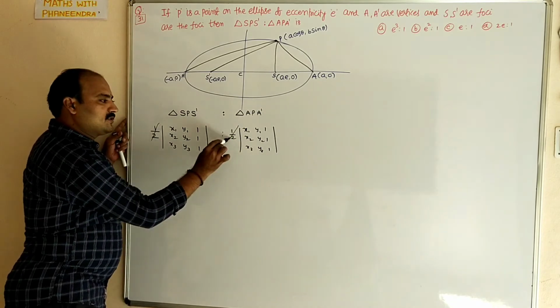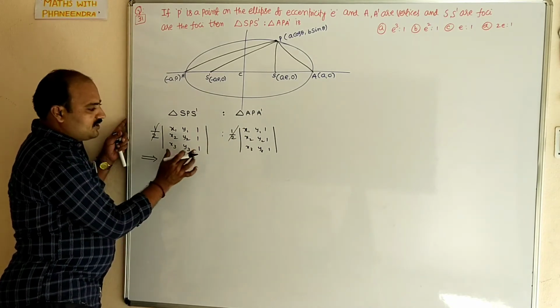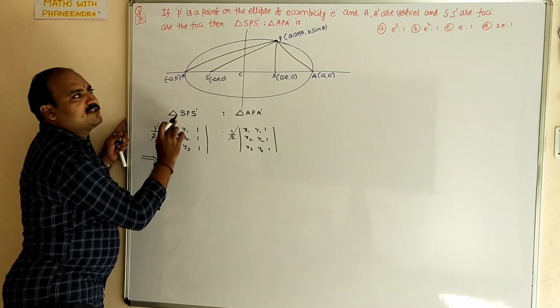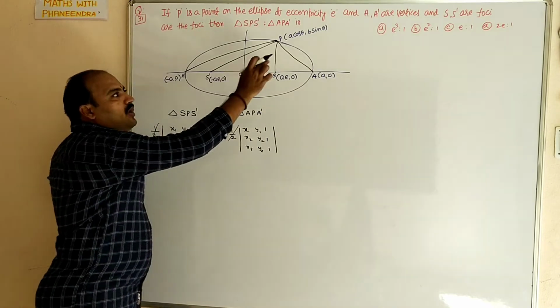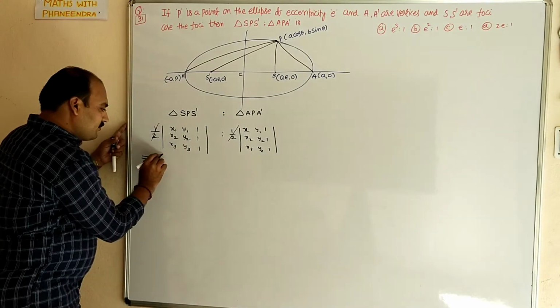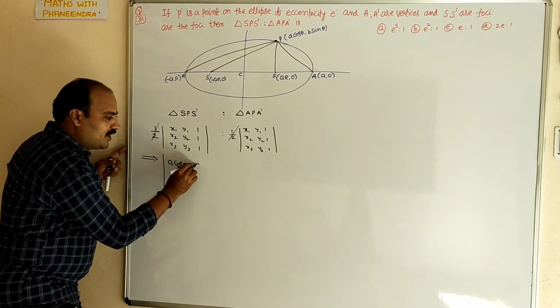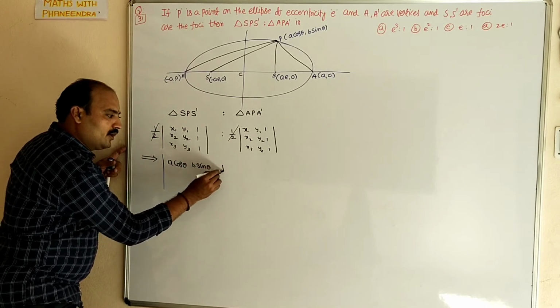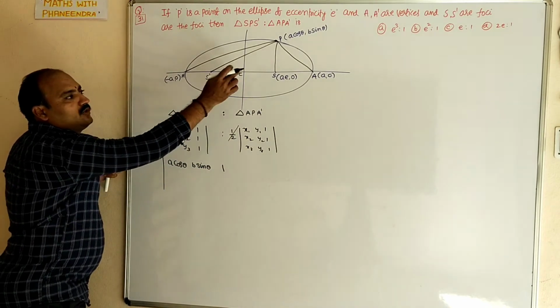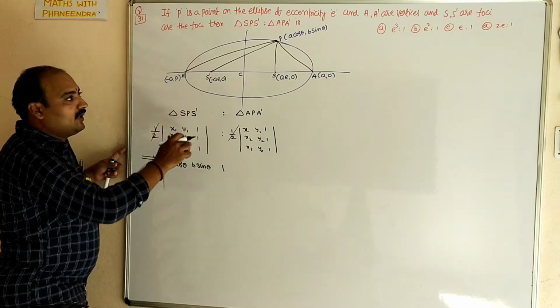Half of it will cancel. This value is related to SPS dash. So x1 y1 is this one: a cos theta, b sin theta, 1, x2 y2 1. This you take as SPS dash.